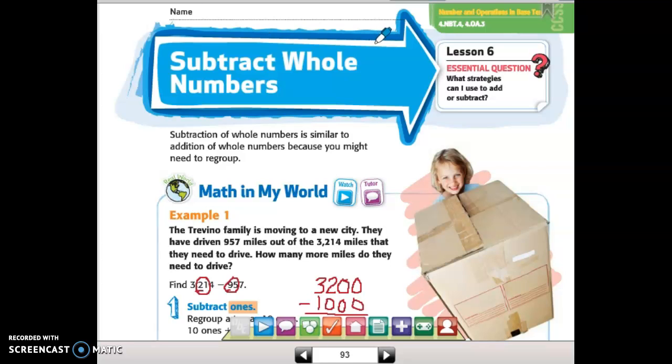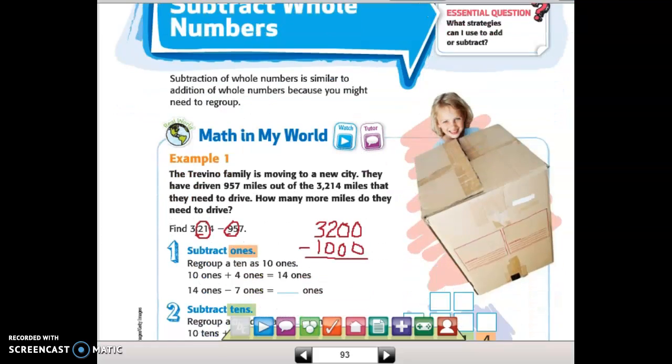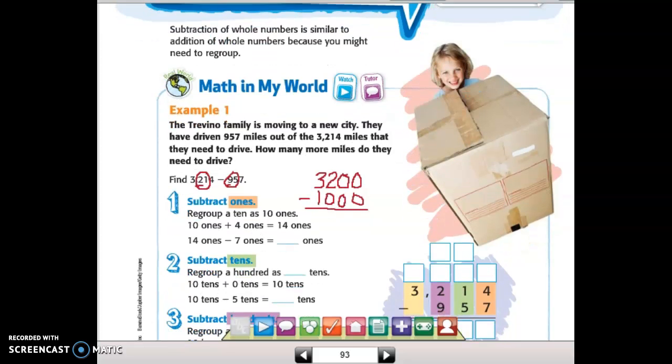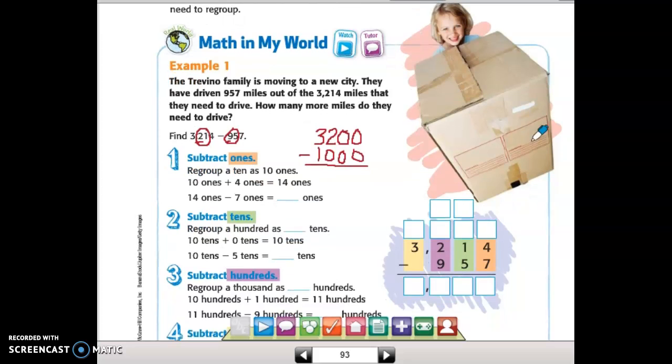We're at Chapter 2, Lesson 6. What strategies can I use to add or subtract is still the essential question. And unlike yesterday, we are going to be subtracting whole numbers, but we are still going to use the standard algorithm. So yay! Subtraction of whole numbers is similar to addition of whole numbers because you might need to regroup. And regrouping can be a common mistake.